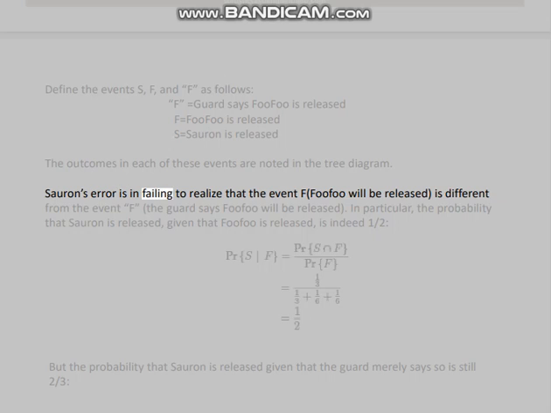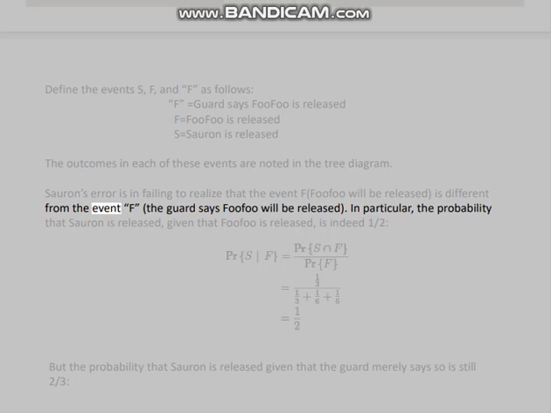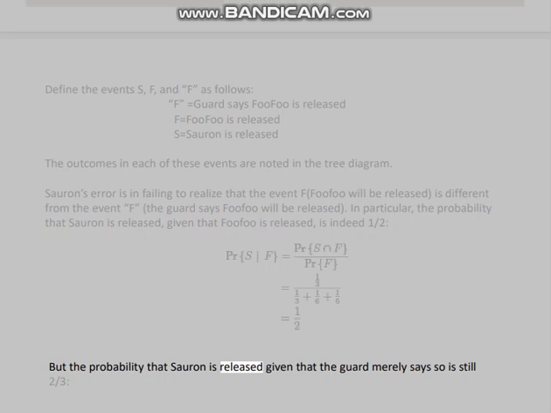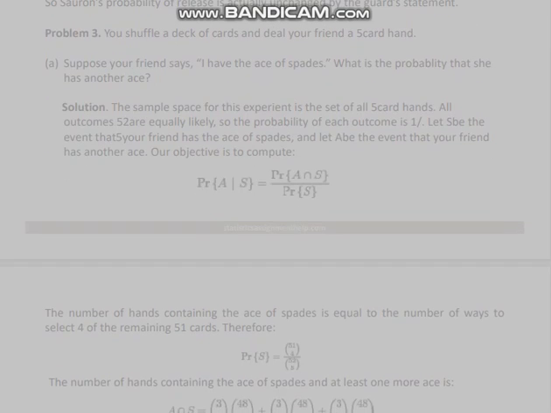Sauron's error is in failing to realize that the event F, Fufu will be released, is different from the event F, the guard says Fufu will be released. In particular, the probability that Sauron is released, given that Fufu is released, is indeed 1/2. But the probability that Sauron is released given that the guard merely says so is still 2/3. So Sauron's probability of release is actually unchanged by the guard's statement.